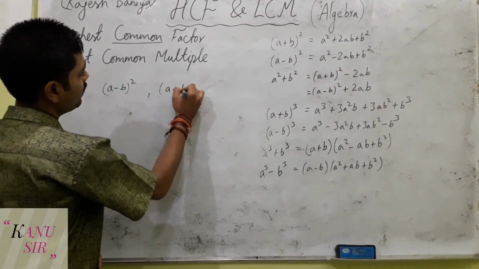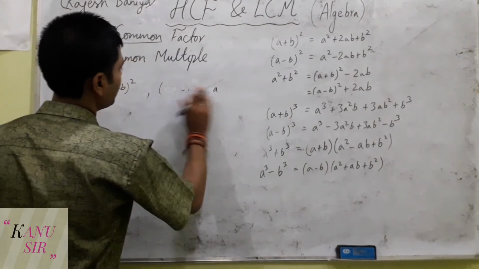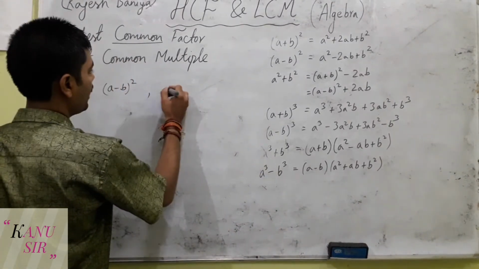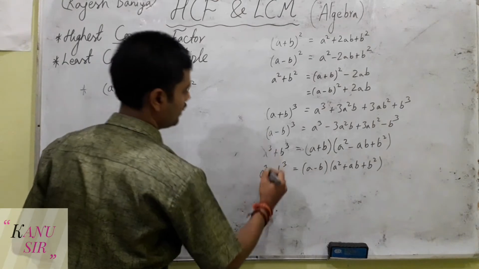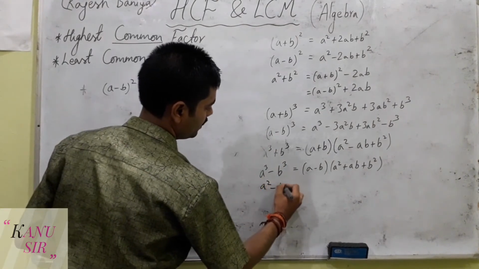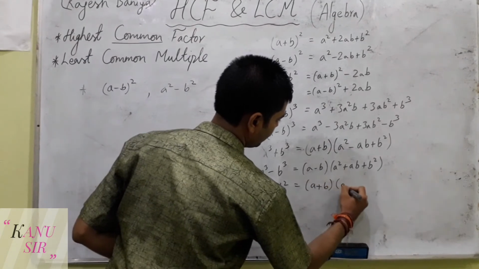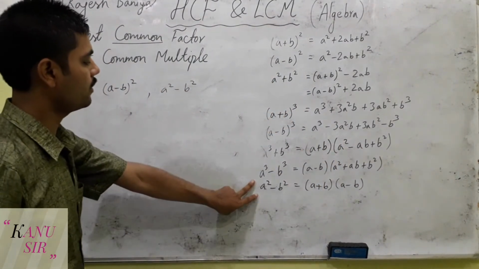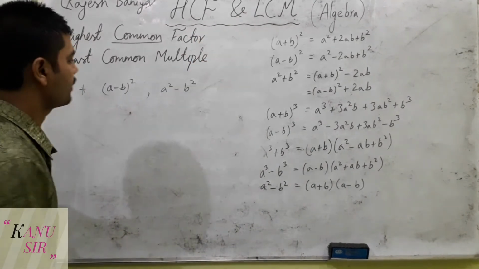another is a plus b whole square, and the next is, or let us take just a simple one like a square minus b square, and I haven't kept that formula, that is a square minus b square will be a plus b and another is a minus b, the most usable formula in HCF and LCM.